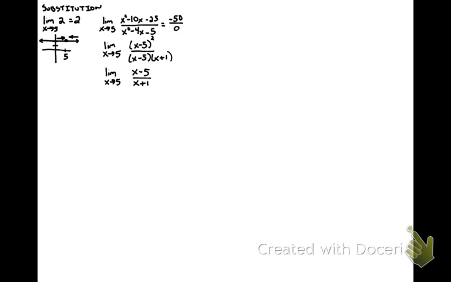By substitution, I end up with 0 over 6, which is just 0. As that function gets closer and closer to 5, the outputs are going to get closer and closer to 0.